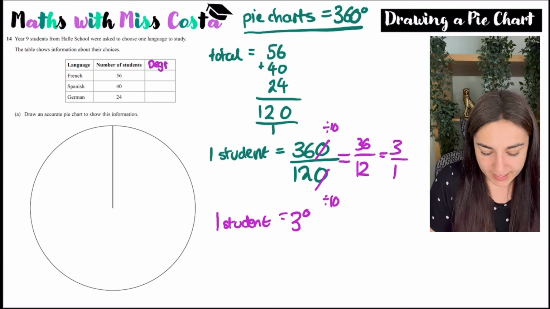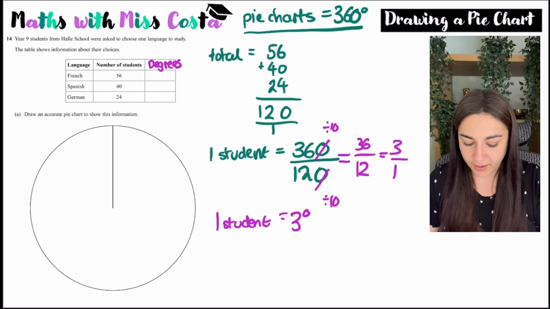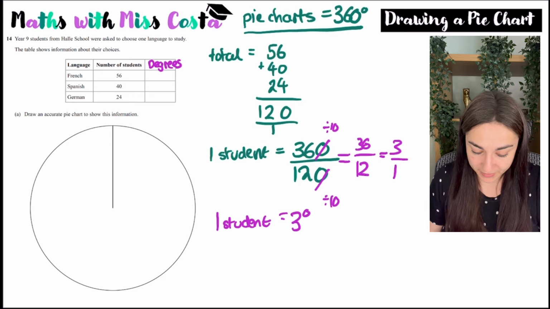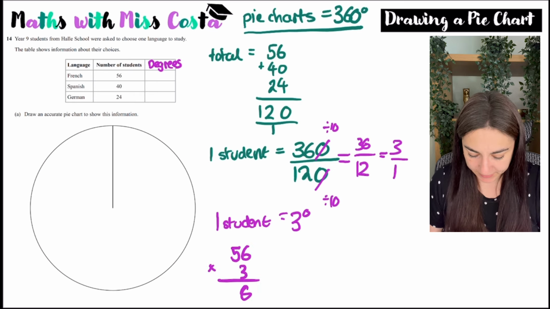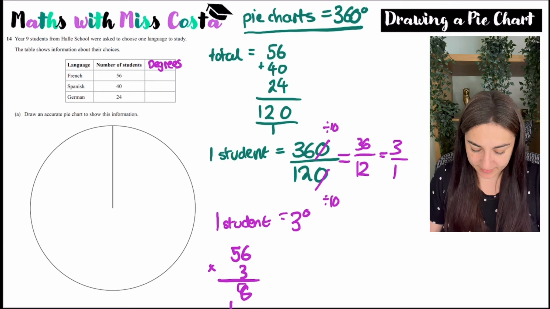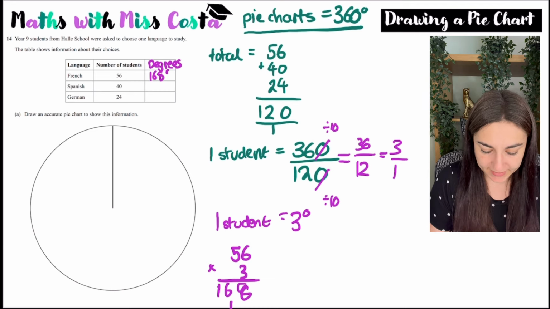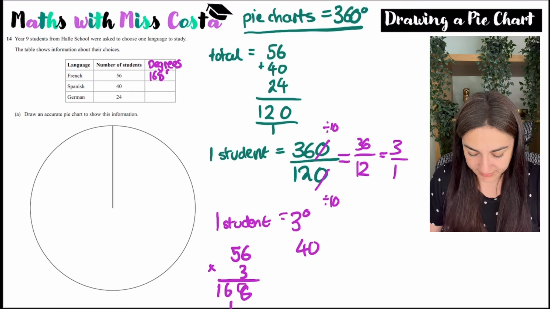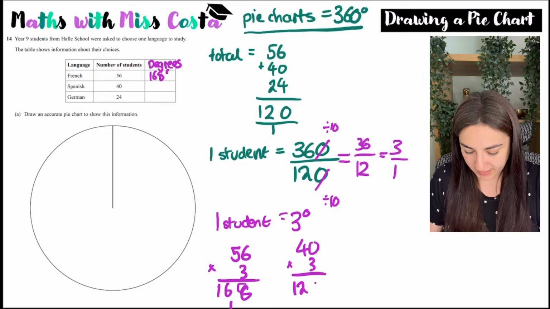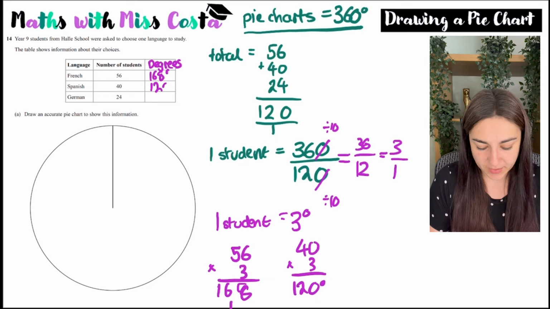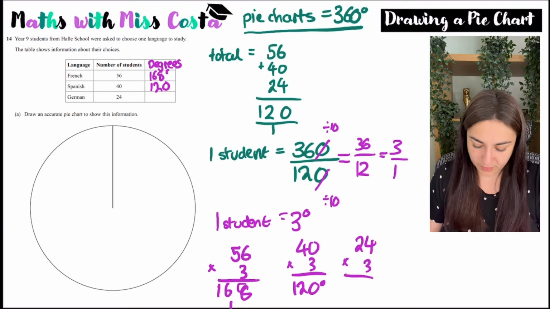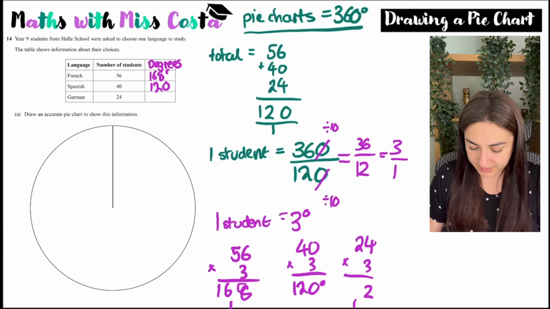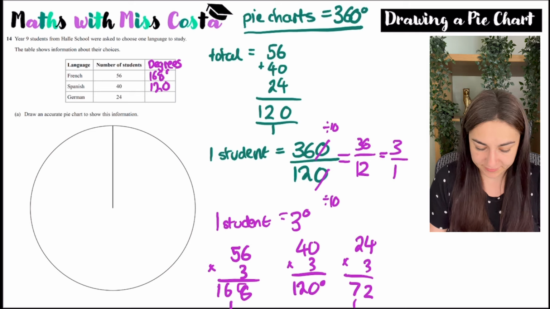So if I had 56 students, I would have to do 56 times 3. 3 times 6 is 18, and 3 times 5 is 15, plus the 1 is 168 degrees. Then you've got 40 students times 3, which would be 120 degrees. And then you've got 24 students times 3, which would be 3 times 4 is 12, 3 times 2 is 6, add on the 1 is 72.